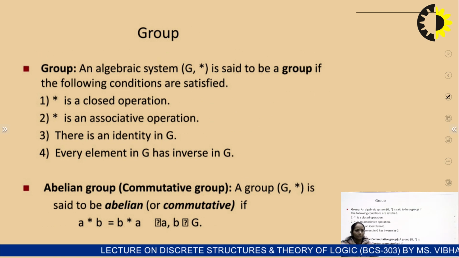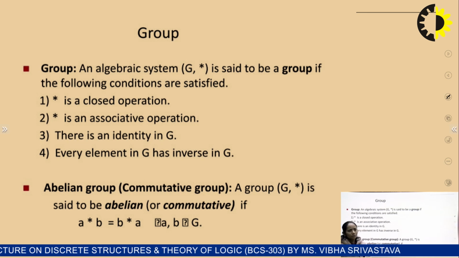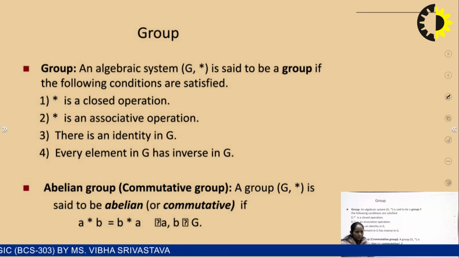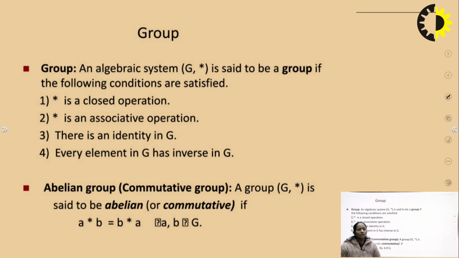Again, what is a group? For a semi-group, closure property and associativity should exist. If closure property, associativity and identity also exist, then it is called a monoid. For a group, there should be one more property that must be satisfied, that is inverse. An algebraic structure G, star, is said to be a group if these properties exist: first closure property, second associativity, third identity, and last but not least, inverse. If inverse also exists, then it is called a group.